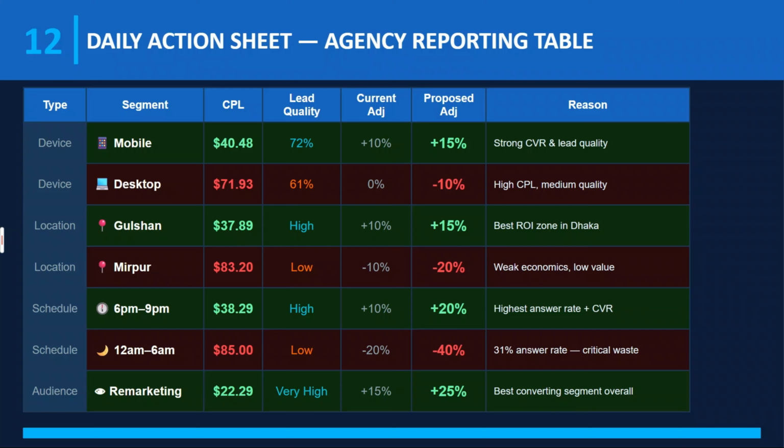The 6 p.m. to 9 p.m. block, CPL $38, highest transfer rate and conversion rate, moving from plus 10 to plus 20%. And midnight to 6 a.m., CPL $85, answer rate only 31%, moving from minus 20 to minus 40%. This is critical waste. And then remarketing audience CPL $22, best converting segment in the whole account, moving from plus 15 to plus 25%. This table is exactly what you should build for your own accounts. Every change has a reason, every decision has a data point behind it.